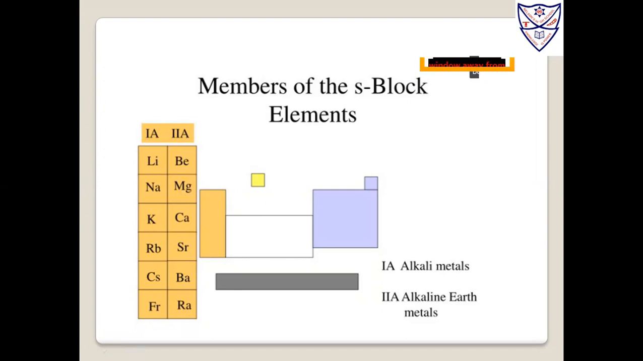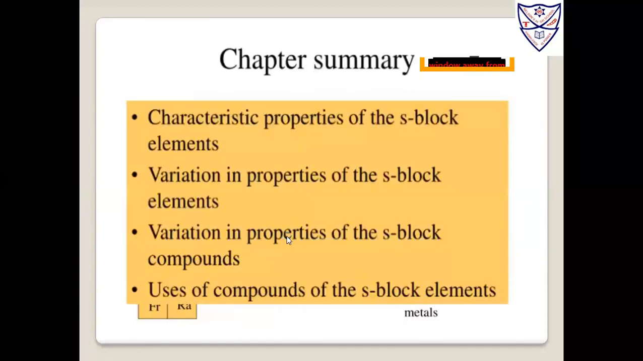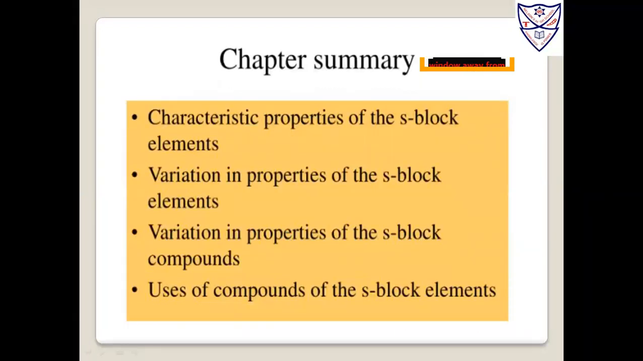So the name alkali metal is given because, for example, lithium oxide, sodium oxide, is it an acidic oxide or a basic oxide? Yes, they are basic oxides. That's why the name alkali metals is given.